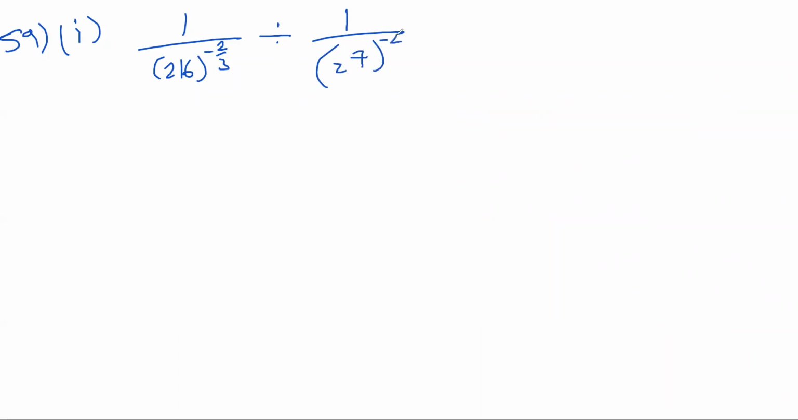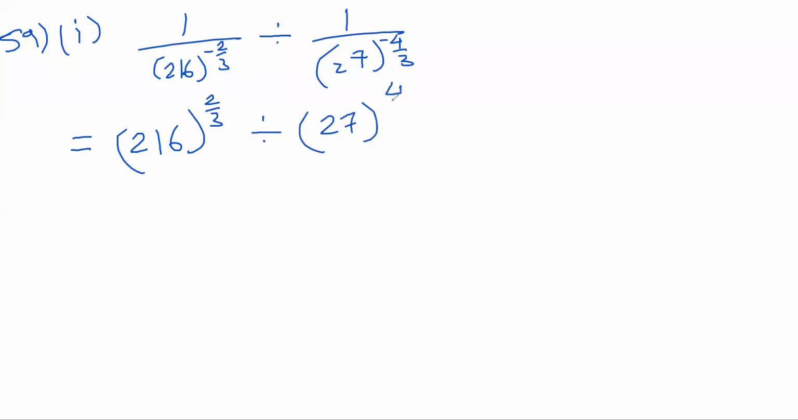Okay, question 59, first. 1 upon 216 raised to minus 2 by 3 divided by 1 upon 27 raised to minus 4 by 3. What will you do first? Tell me. You'll take the reciprocal of this. So this will become 216 raised to 2 by 3. It will just become positive. Don't take the reciprocal of the index yet. Divided by 27 raised to positive 4 by 3.